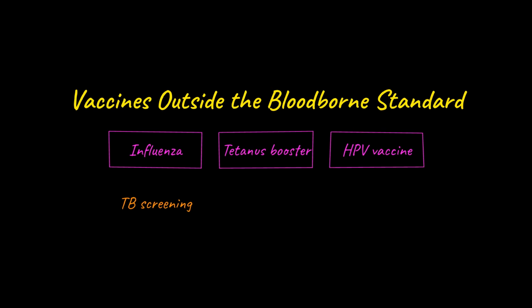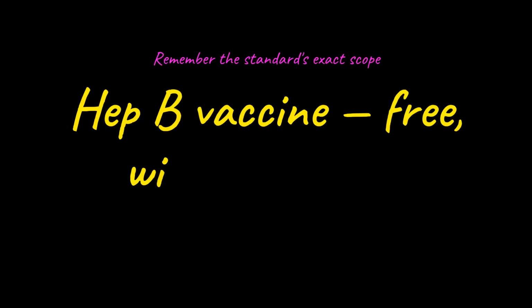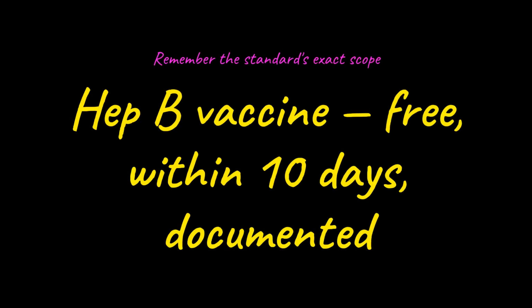When an exam stem describes a free vaccine the employer must provide to bloodborne exposure workers, the answer is hepatitis B, not any of these. Whenever you see an exam question about vaccines required under the OSHA bloodborne pathogen standard, the answer is always hepatitis B, free to the employee, offered within 10 working days, documented in the exposure control plan, and every other vaccine falls outside the specific rule.